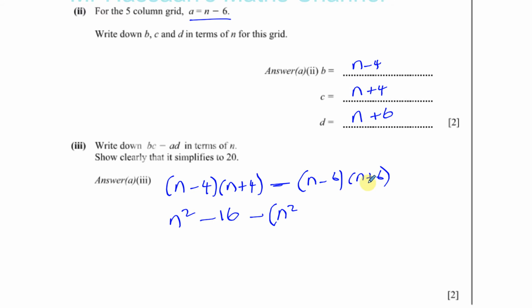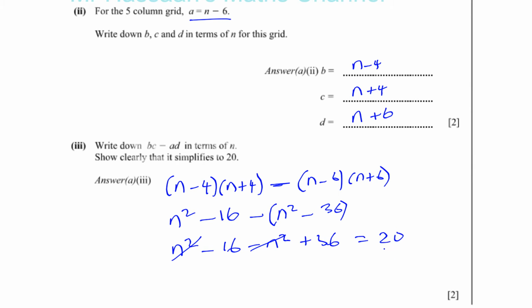So now we can say that you've got n squared minus 16 minus n squared plus 36. So n squared minus n squared gives you 0. Minus 16 plus 36 gives you 20. So we've shown that it simplifies to 20, all the n terms disappear. Okay, so there we have part 3 done.